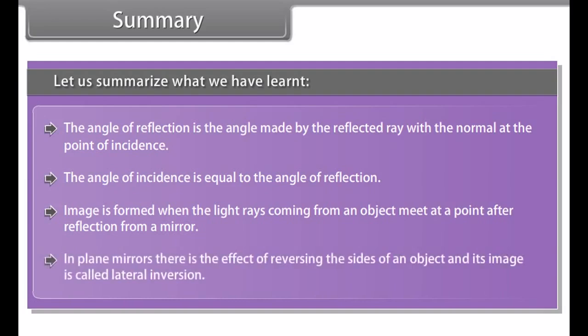Image is formed when the light rays coming from an object meet at a point after reflection from a mirror. In plane mirrors, there is the effect of reversing the sides of an object and its image, called lateral inversion.